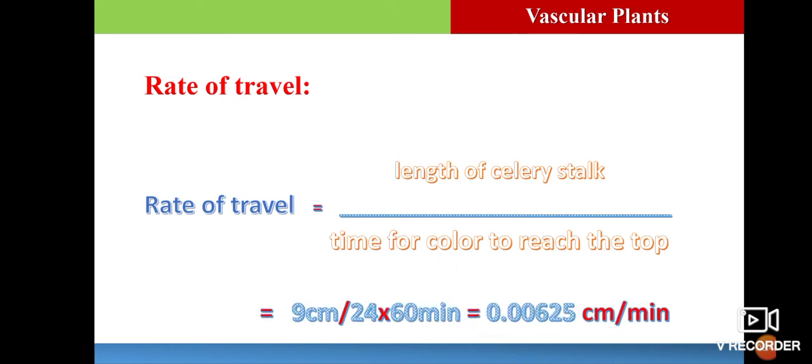So by calculation, 9 centimeters, which is the length of the colored water, divided by 24 hours, but the time should be in minutes. So we should multiply 24 hours by 60 minutes in order to let the time become in minutes. Okay, after calculation, the answer becomes the rate of travel equals 0.00625 centimeter per minute.